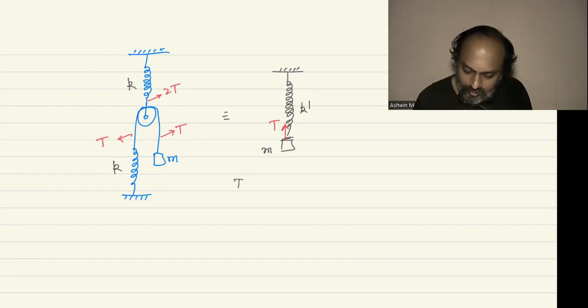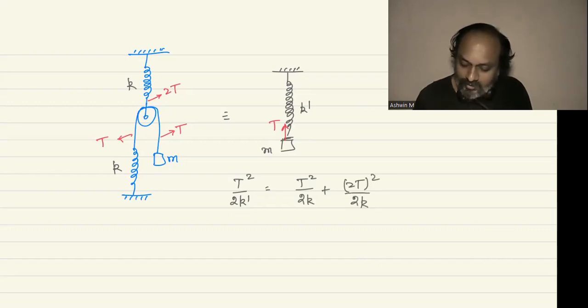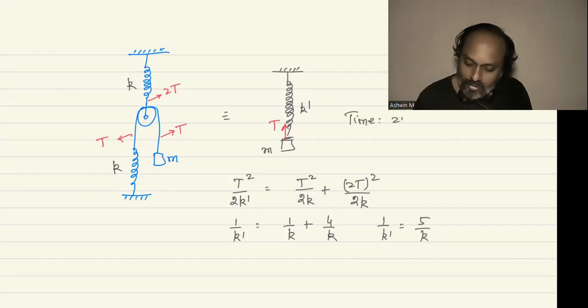Now you use energy method and say that T square divided by 2 k dash, this is going to be T square divided by 2k plus 2T the whole square divided by 2k. So from here you get k dash. Now note that T square and 2 in the denominator, they will get cancelled out. We can write 1 by k dash will be equal to 1 by k plus 4 by k, or we can say that 1 by k dash will be 5 by k, or k dash will be k by 5, and hence the time period of oscillation of this block will be 2 pi root of m divided by k dash. So it will be 2 pi root of 5m divided by k. That will be the time period of oscillation.